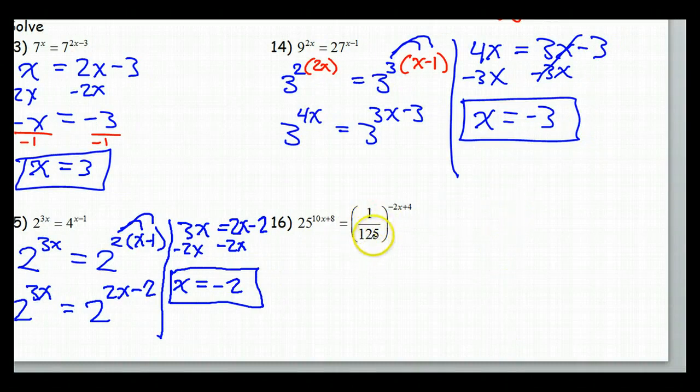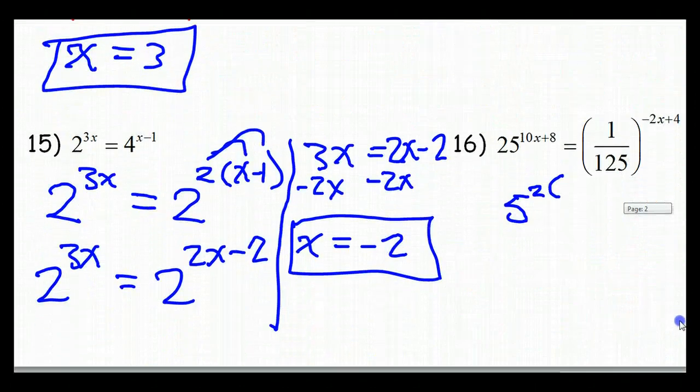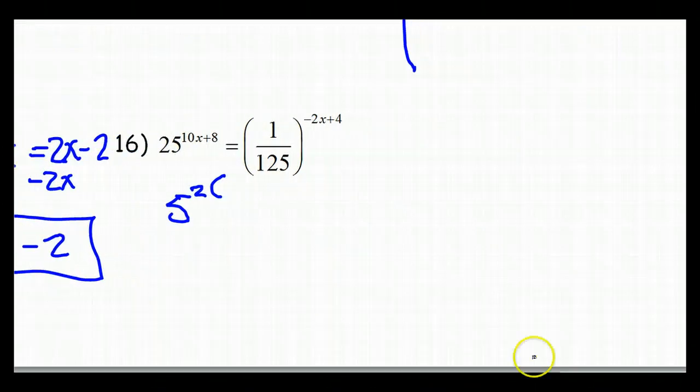The key is knowing what to do with this 125. 125 cannot be written as 25 and a power. So I'm going to have to change both of these bases. I know that 25 can be written as 5 squared. You know what? I'm going to make this a little bigger. Okay, 5 squared. And then I still have the 10x plus 8 sitting there.